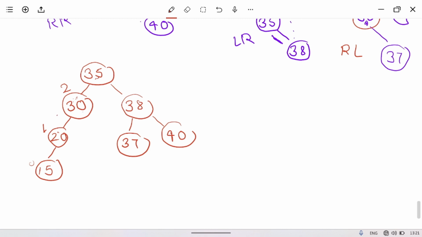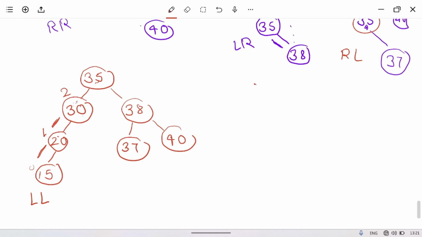How it is imbalance? Left and left, LL imbalance. So LL imbalance, to balance it we will perform LL rotation or right rotation. LL rotation and right rotation, okay. After we will perform LL rotation, okay. Then how it will look after rotation?